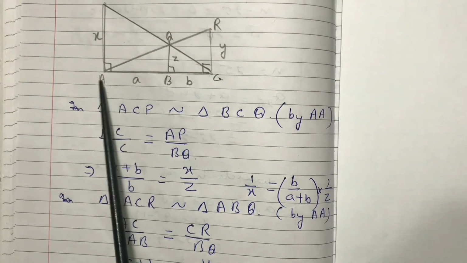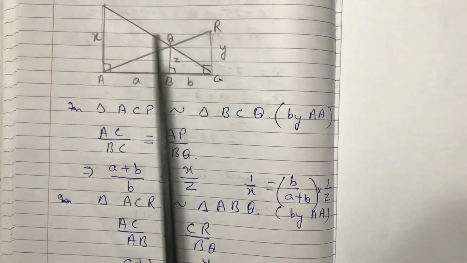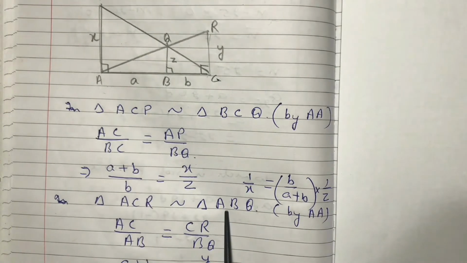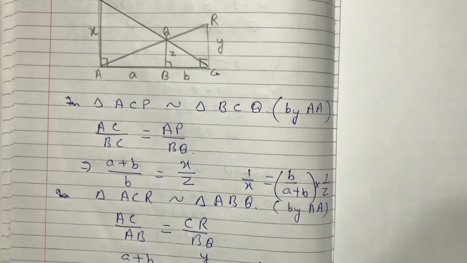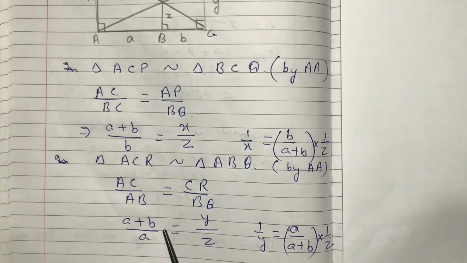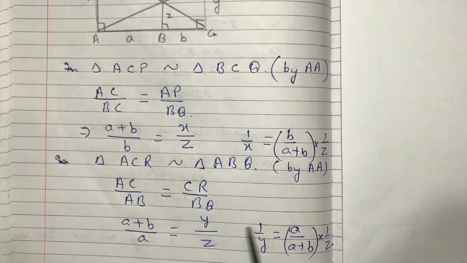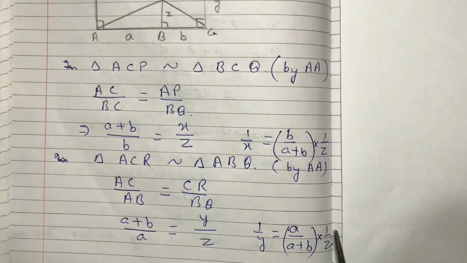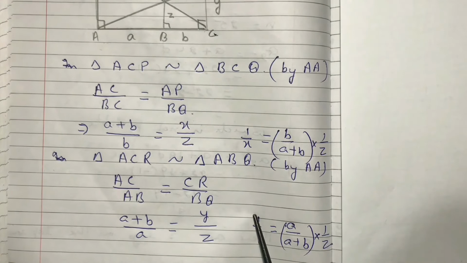Now take the triangle ACR and ABQ. Both these triangles are similar. Their sides are proportional. So AC by AB is equal to CR by BQ. AC is A plus B upon A is equal to Y upon Z. Then find the value of 1 by Y, that is equal to A upon A plus B into 1 by Z. Now I have the value 1 by X, I have the value 1 by Y.